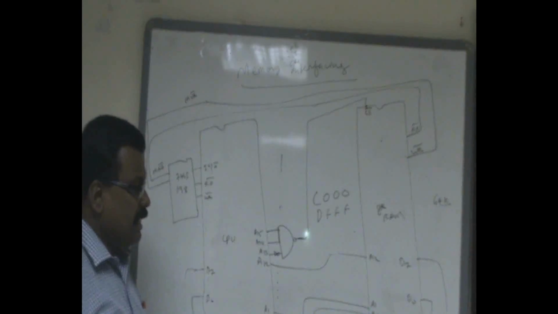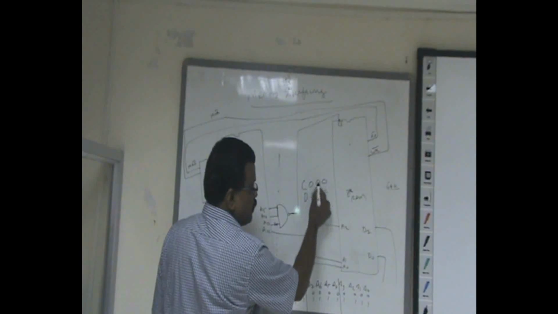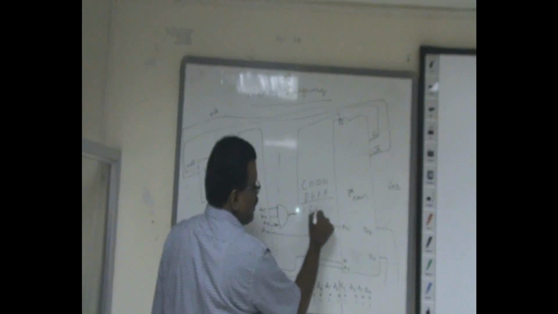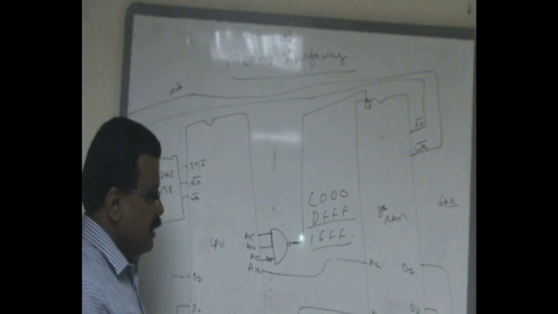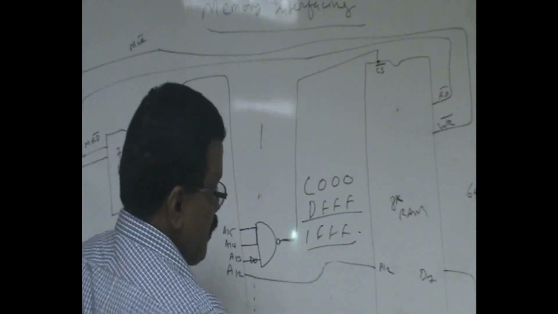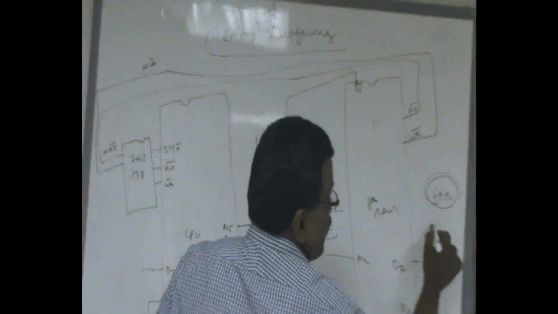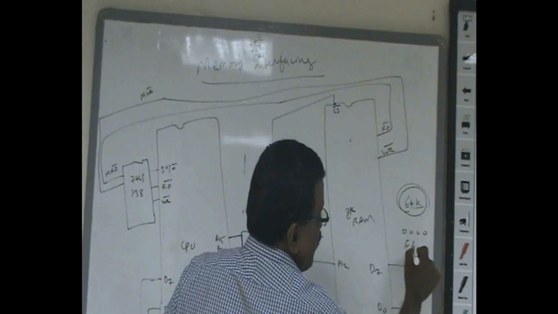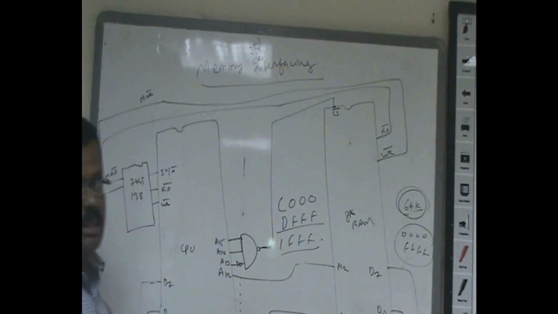Now here again, if you subtract C000 from DFFF, you will get 1FFF. So the total number of memory locations is the same. But we can map this memory anywhere within the 64K, anywhere between 0000 to FFFF. That depends upon this decoding logic.